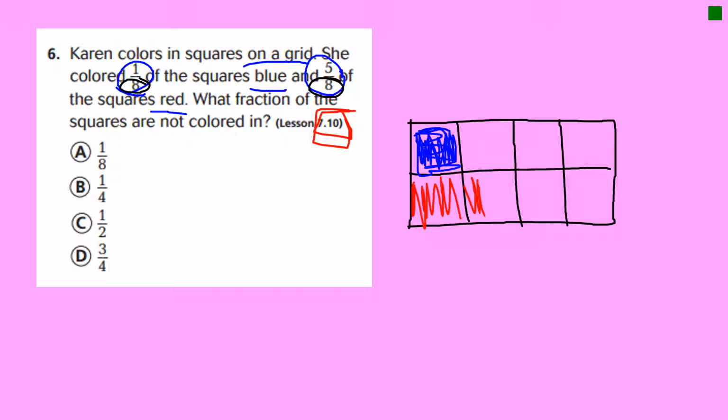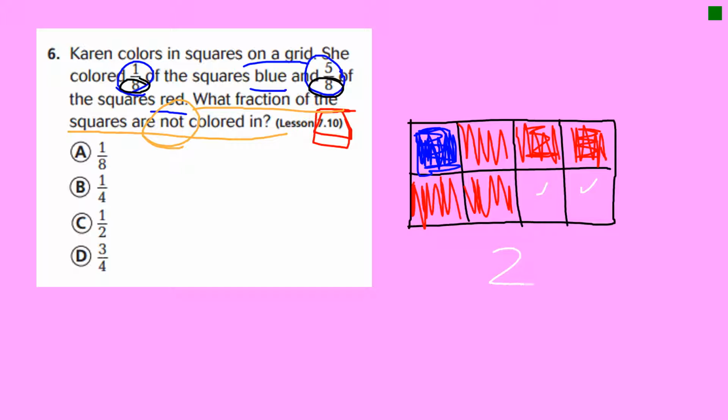1, 2, 3, 4, 5. Well, I kind of randomly colored them, right? Okay. And the question they're asking is, what fraction of the squares are not colored in? Well, let's take a look over here. Not colored, not colored. That is 2 out of how many pieces make the whole thing? How many squares? 2 out of 8. So 2/8 are not colored in.